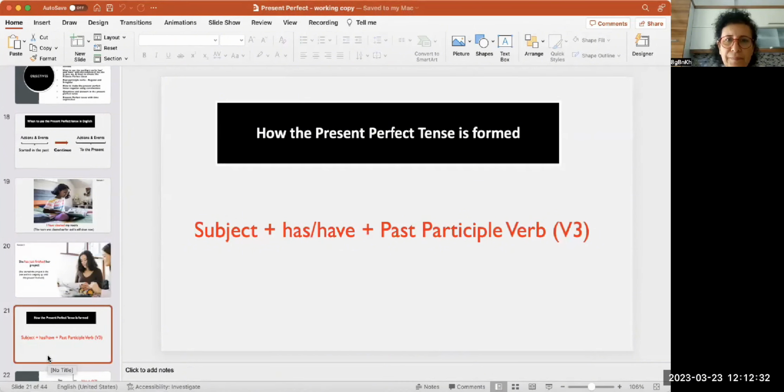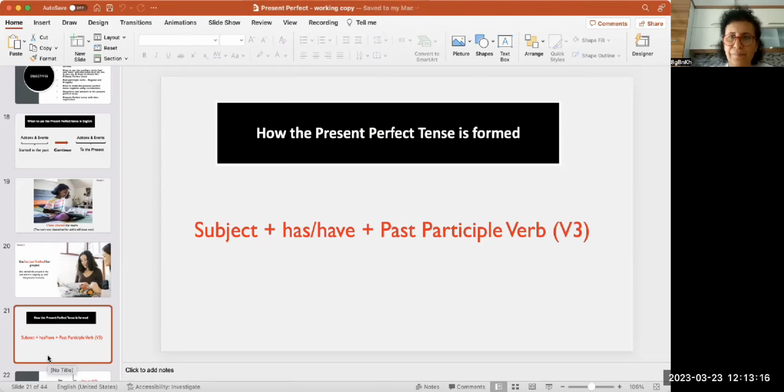Now we're going to look at how the present perfect tense is formed in grammar. You have your subject plus has or have plus the past participle verb, V3. Now, your subject, as you know in English, could be an object, it could be a person, it could be your son, your husband, it could be a house, it could be your name. But there are also subjects that are pronouns as well. And pronouns can be a bit tricky, which we'll talk about a little bit later.